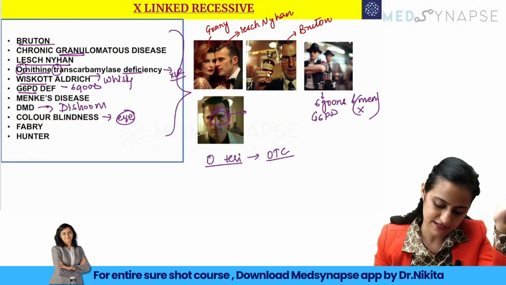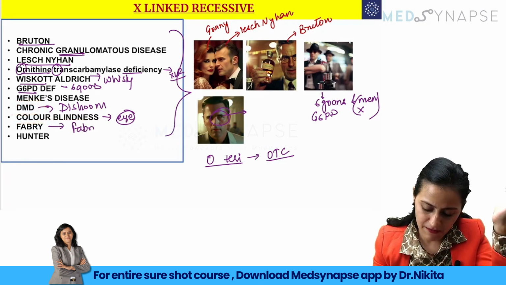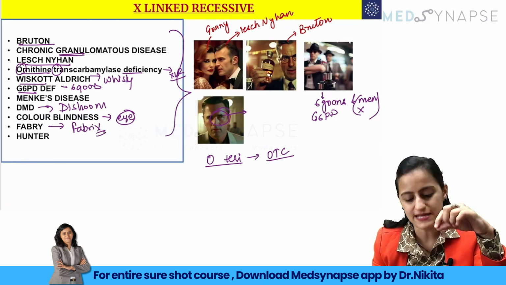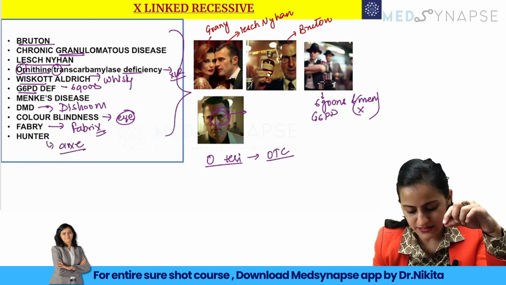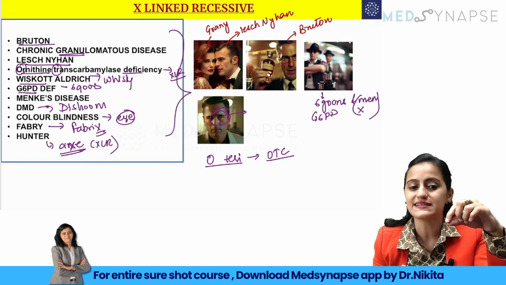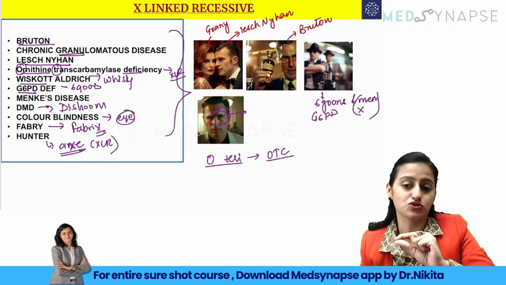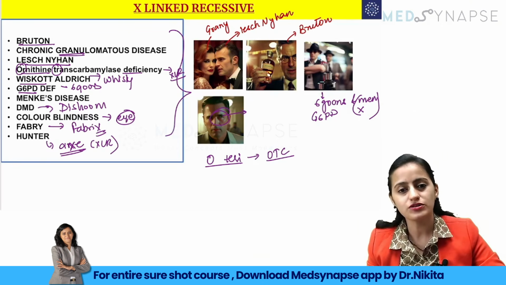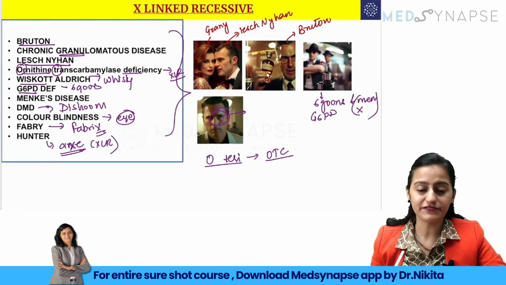these are X-linked recessive. Fabry's we have learned, Fabry's sphingolipidosis, this is X-linked recessive. Hunter takes an axe for hunting, it is X-linked recessive. Huntington's is autosomal dominant. Okay, so these are the X-linked recessive disorders.